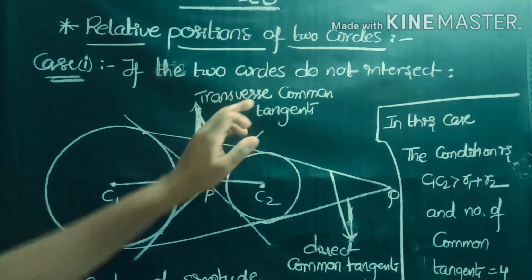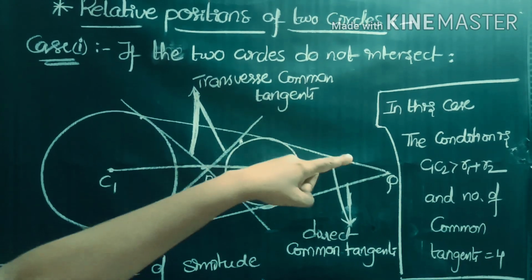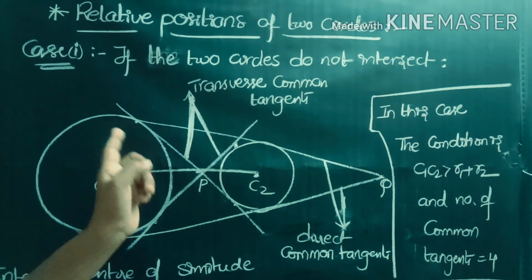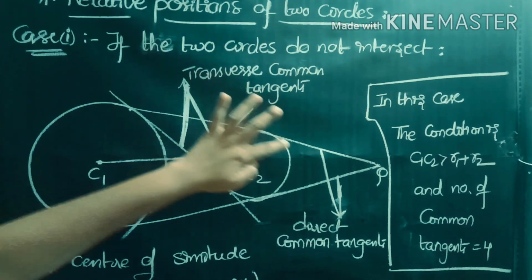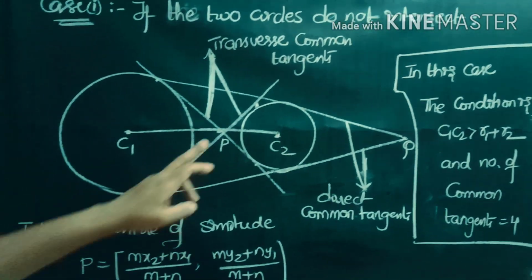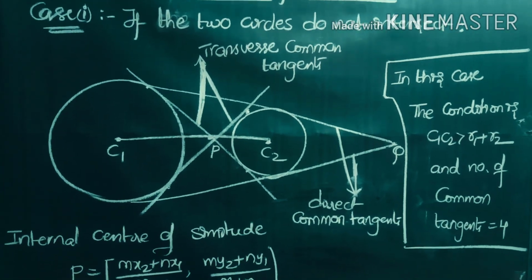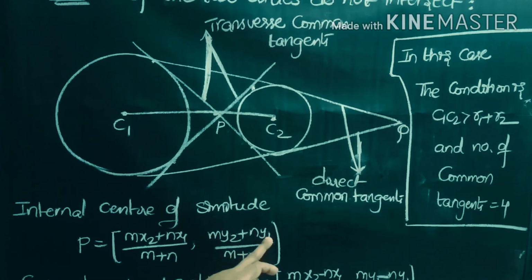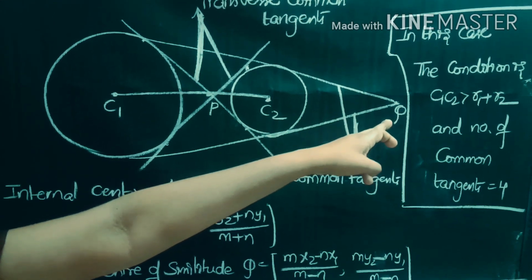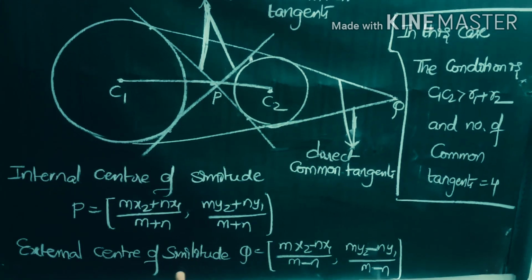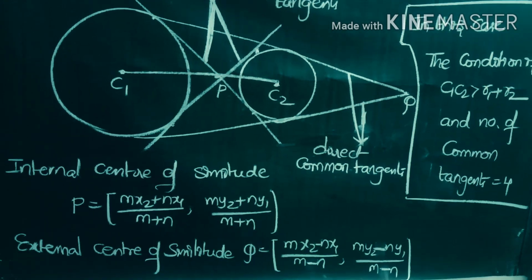First case, if the two circles don't intersect. This is a diagrammatic representation. In this case the condition is C1C2 greater than R1 plus R2, and the number of common tangents is equal to 4, like that: 1, 2, 3, 4. These two common tangents are called the transverse common tangents. These two are called the direct common tangents. The two transverse common tangents intersect at the point P, and P is called the internal center of similitude, and the coordinates of P are (mx2 plus nx1)/(m plus n), (my2 plus ny1)/(m plus n). The point of intersection of the direct common tangents is taken as Q, which is the external center of similitude, and the formula for the external center of similitude is (mx2 minus nx1)/(m minus n), (my2 minus ny1)/(m minus n).